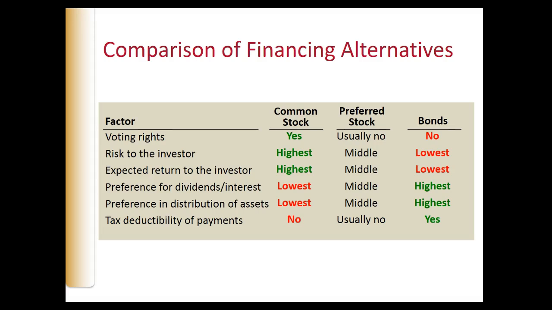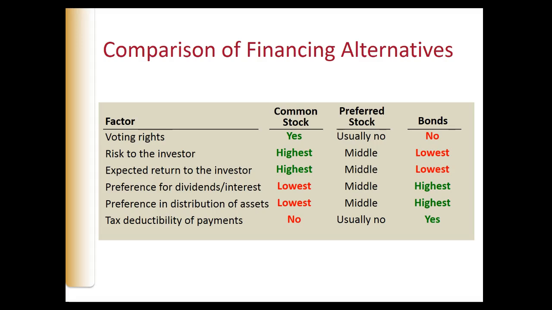So as you see here, voting rights: common stock is part of equity. They're owners of a company. They have the right to vote. Bonds are just debt, liability. There's no voting rights. They don't own the company. Preferred stock is in the middle. Generally speaking, preferred stock does not have voting rights.